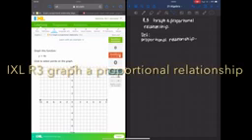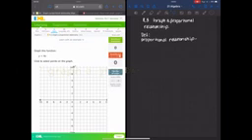Good morning. We're going to talk about R3, graph of proportional relationship. So the definition of a proportional relationship or a proportional function is going to be y equals kx. So when we talk about y equals kx, we know that k is a constant in proportionality.